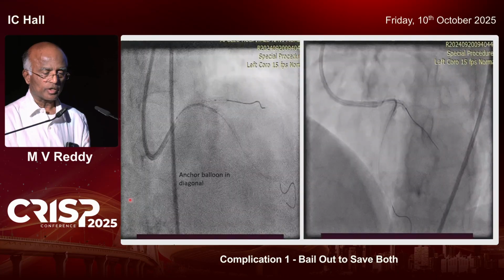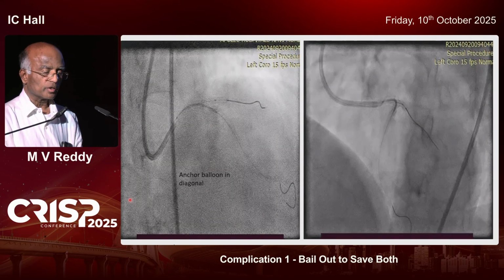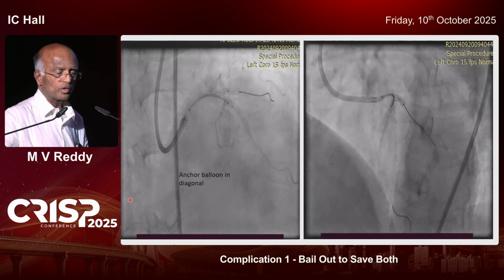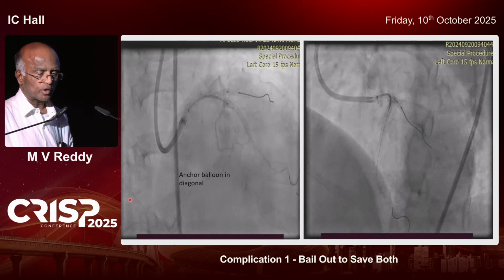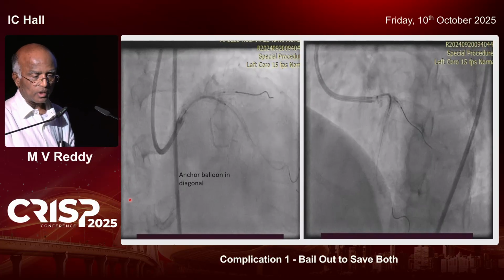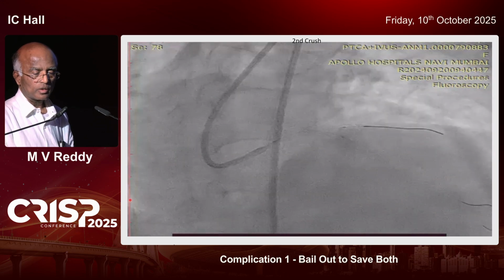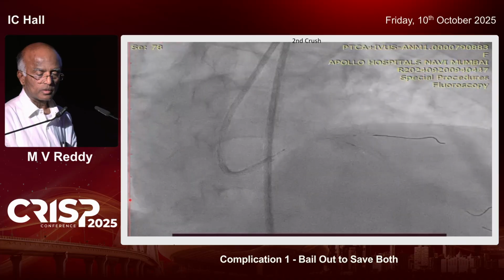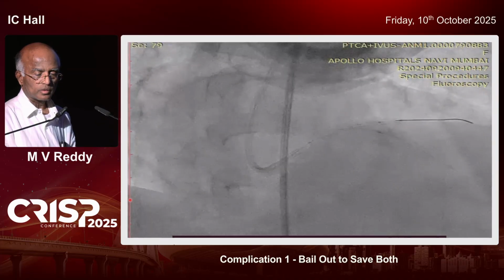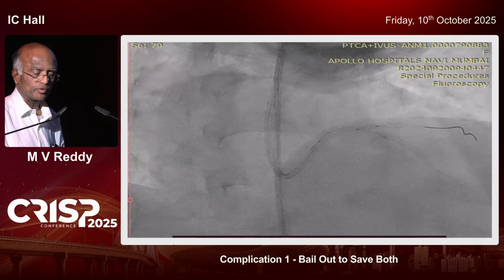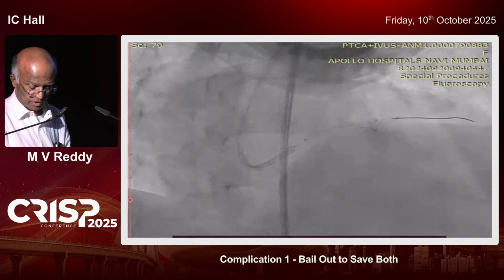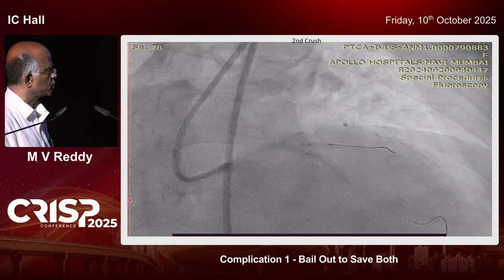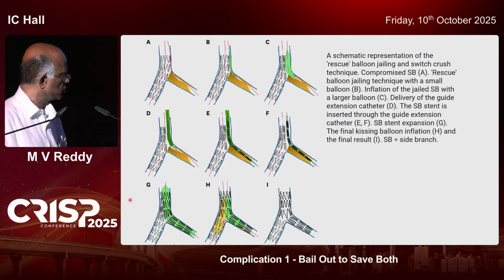Accordingly, I took the stent. Then the stent was not going, so I put the same anchoring balloon, and the stent was positioned exactly. And now, here, see, without realizing that we deployed the stent, the balloon was caught in the diagonal.